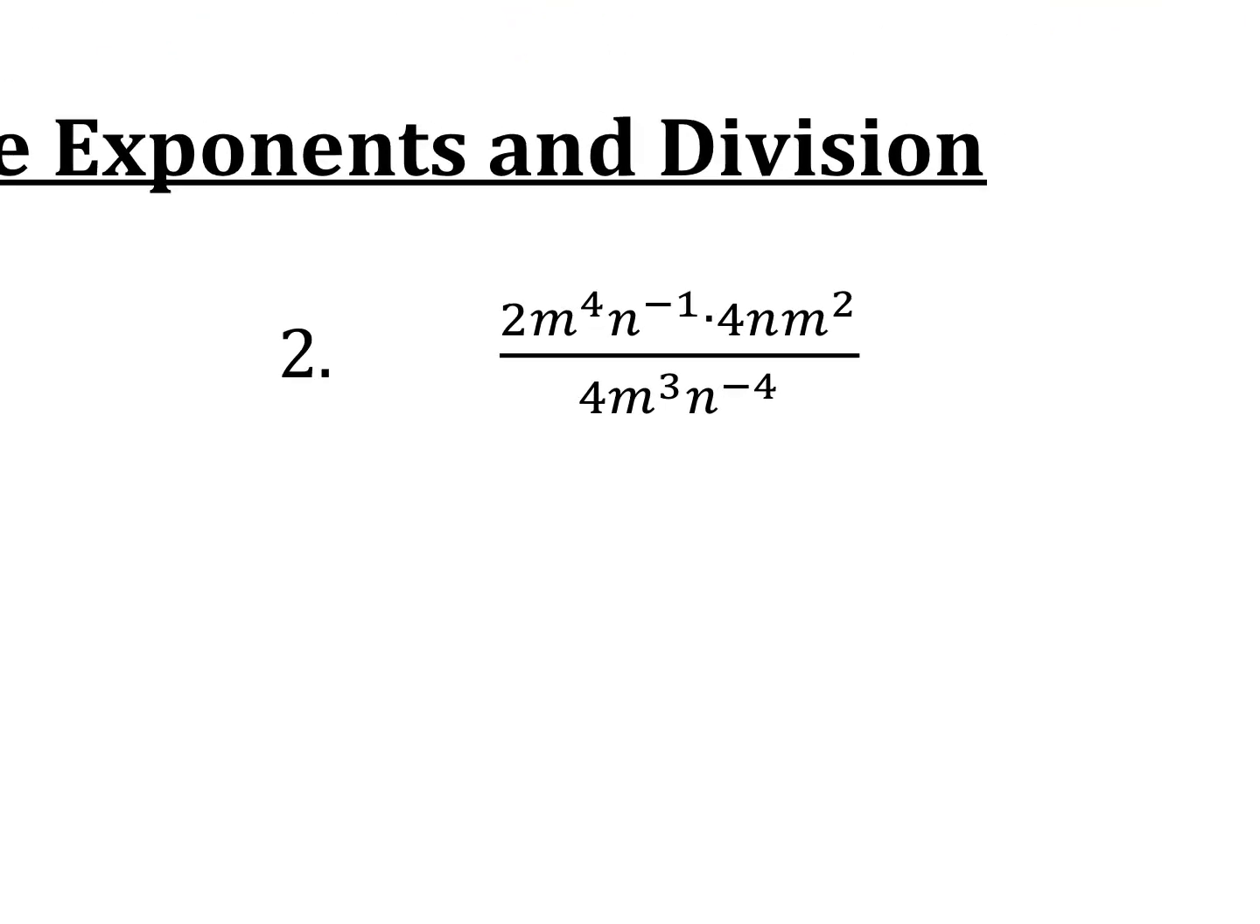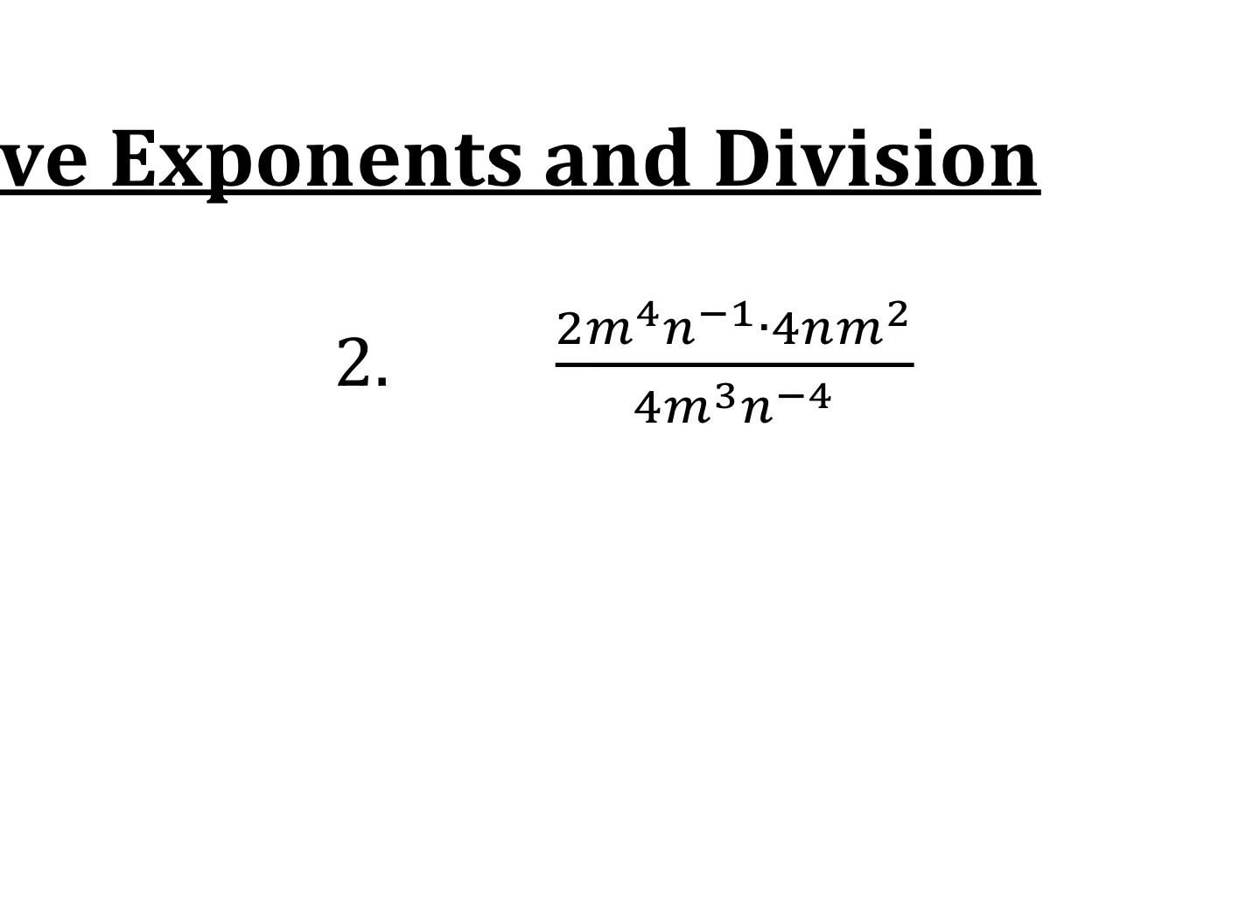All right, number 2. So, is there any power happening here? No. Is there anything we can multiply straight across? Yep, we have like bases. We have 2 and 4. What's 2 times 4 going to be? We got 8. How many m's do we have here? I see 4 here and 2 here. So 4 plus 2 is going to be m to the 6.